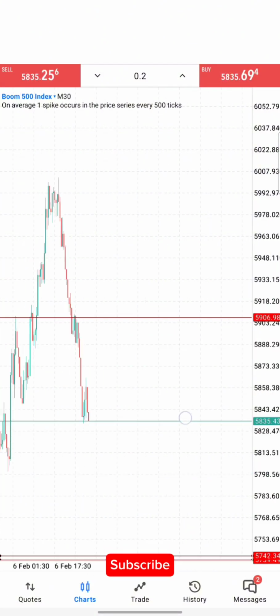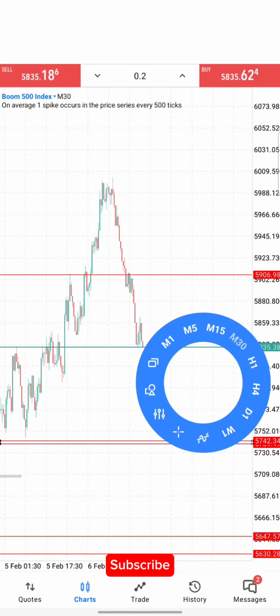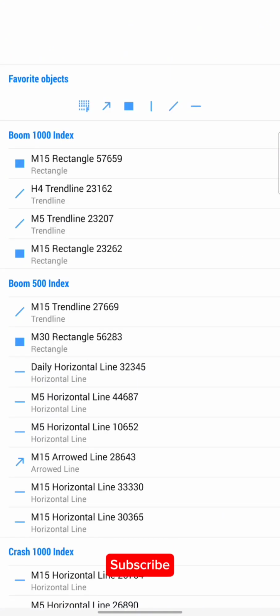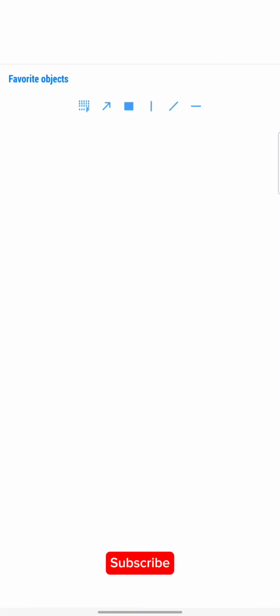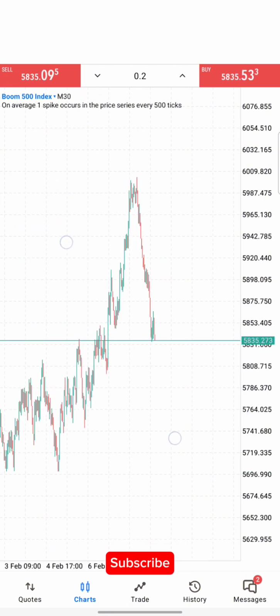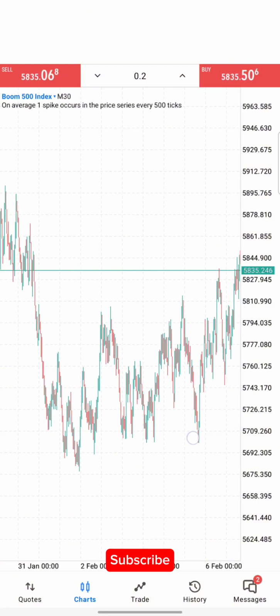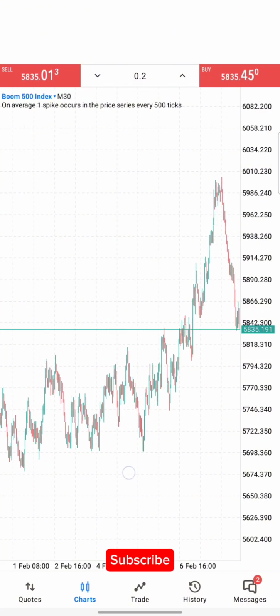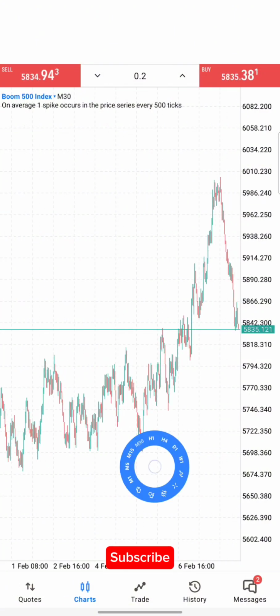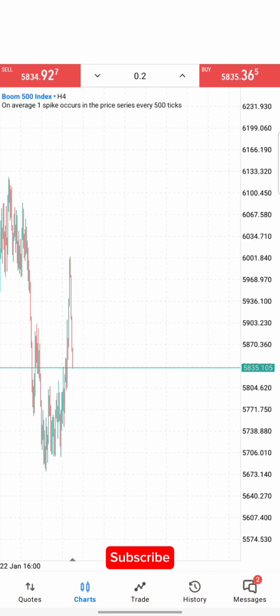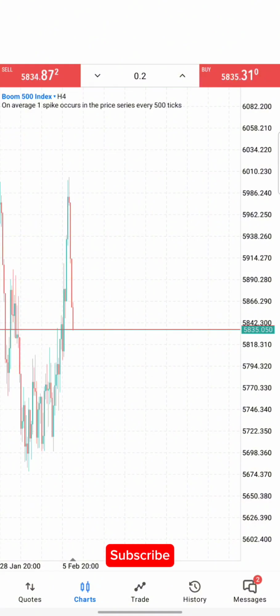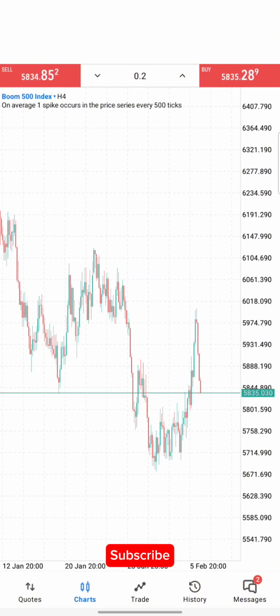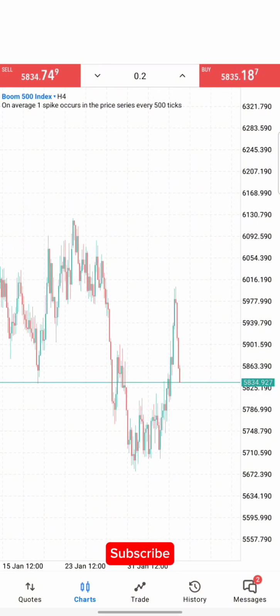Now, this pair, let me quickly go and delete all the objects I have here. Now, this pair respects your zones a lot. If you know how to draw the zone perfectly well, it respects zones a lot. Now you want to head over to your 4-hour time frame. That is where you normally start out from, and obviously you know that the higher time frame zones tend to hold the market longer than the lower time frame zones.